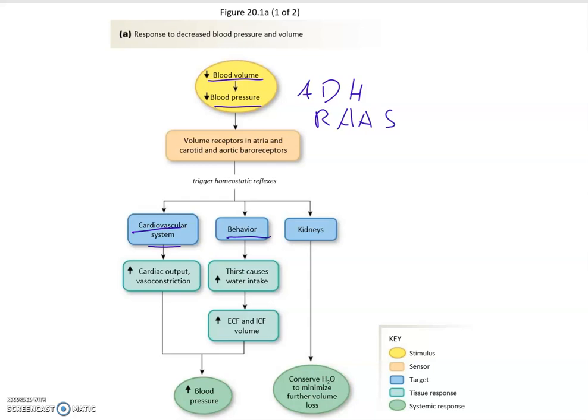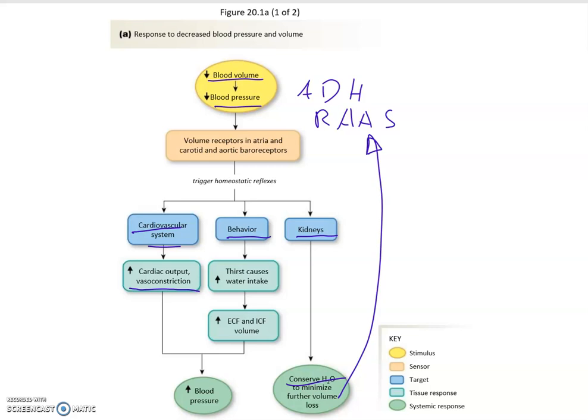Behavioral systems will set in, mediated through your hypothalamus, and the kidneys will also respond by conserving water and preventing any further volume loss. They're mostly relying on these two mechanisms. And behavior modification, you're seeking out water because you feel very thirsty, to increase your extracellular fluid volume and increase blood pressure. And then the cardiovascular system is trying to vasoconstrict, which is also part of the renin-angiotensin-aldosterone system. So there's a variety of mechanisms that set in.